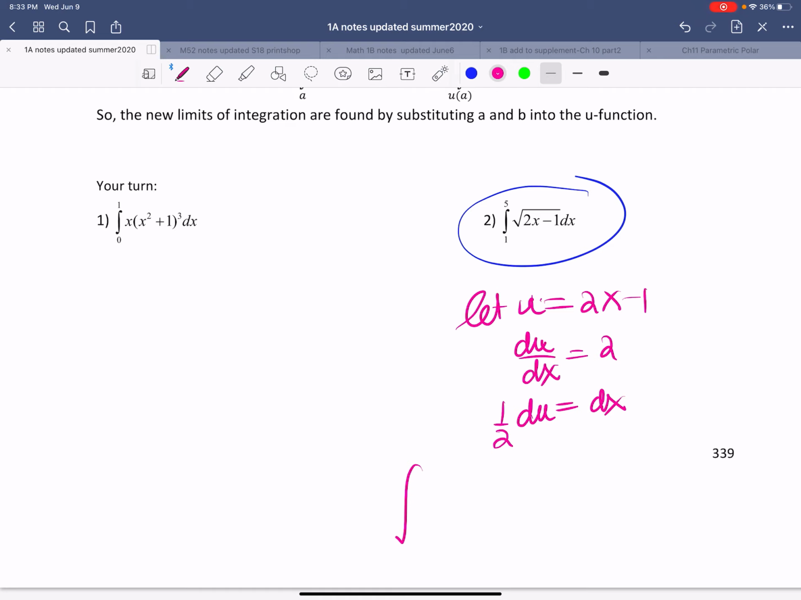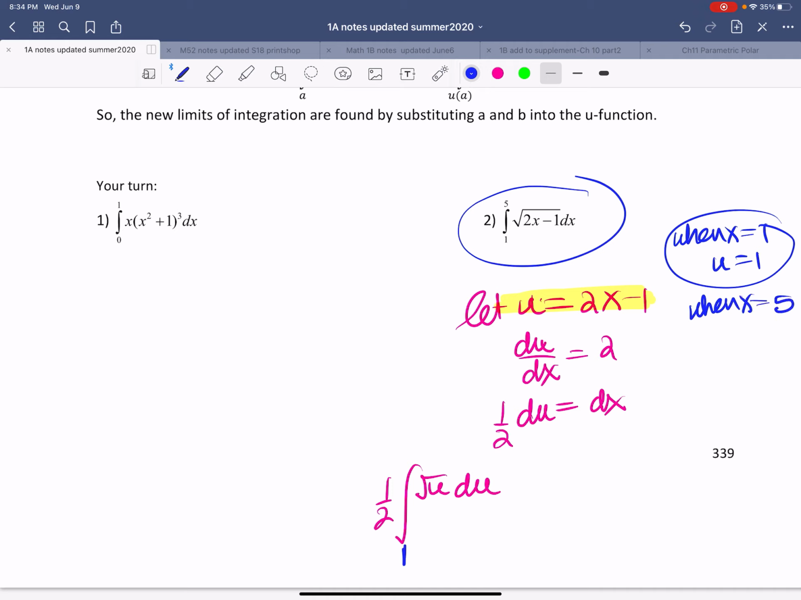So now I'm going to write this integral as a u integral. dx is 1/2 of du, and we have the square root of u. We also want to take care of the bounds. When x is 1, what is u going to equal? I'm going to plug the 1 in here: 2 times 1 is 2, minus 1. u will be equal to 1. When x is 5, u would be equal to 2 times 5 minus 1, which is 10 minus 1, which is 9.